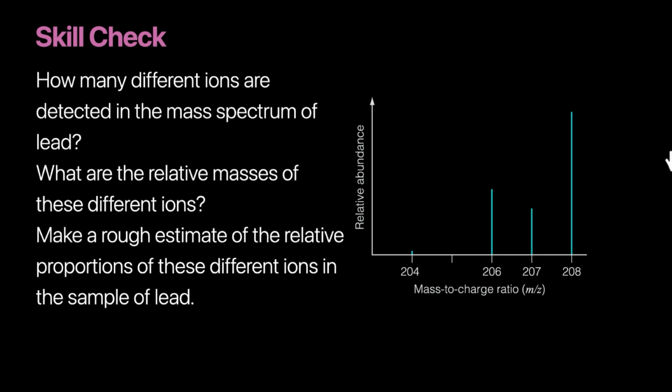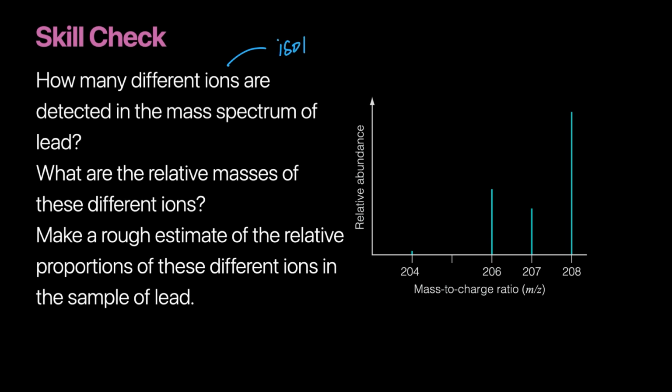So in this question I see this is a mass spectrum of a particular element that seems to have a small peak at 204, 206, 207, 208. So basically it seems to me that there are 4 peaks, so there are 4 different isotopes.